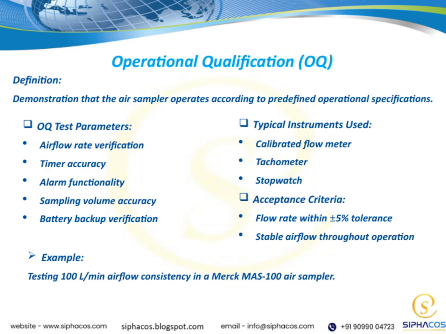To clarify, operational qualification is essentially demonstrating that the air sampler performs according to its predefined operational specifications. This step is critical because it confirms the device's reliability before we proceed with routine sampling activities. Overall, these tests and criteria ensure that our sampling process is both accurate and consistent, which is fundamental to maintaining quality and compliance in our environmental monitoring programs.